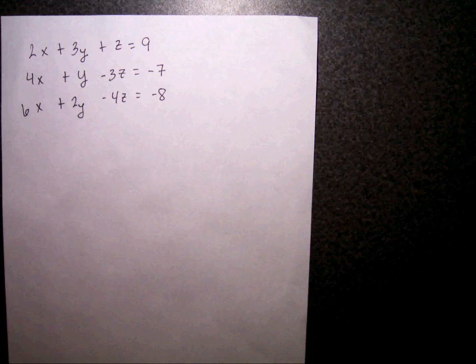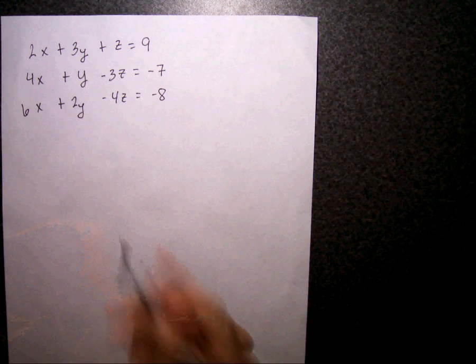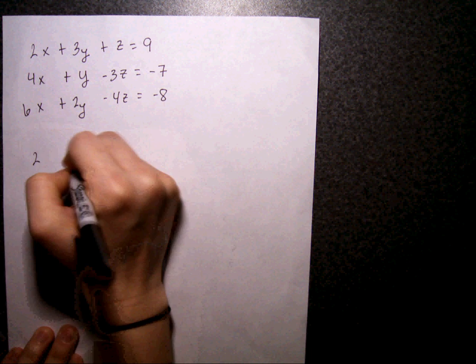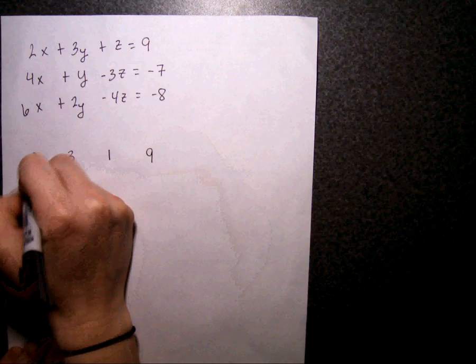Alright, so we have a system of 3 equations with 3 unknowns, x, y, and z, and we're going to use matrices and row operations to solve for x, y, and z. So first thing, to put it in my augmented matrix, so just using the coefficients and my answers.